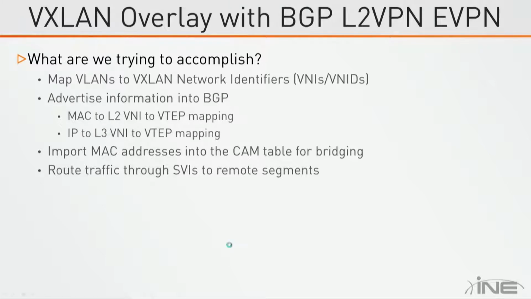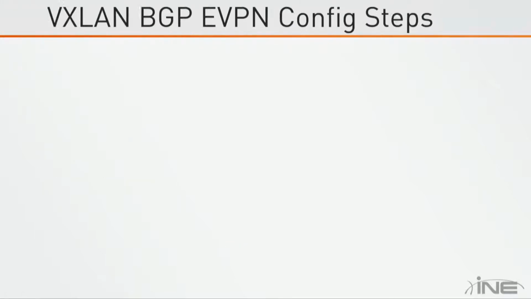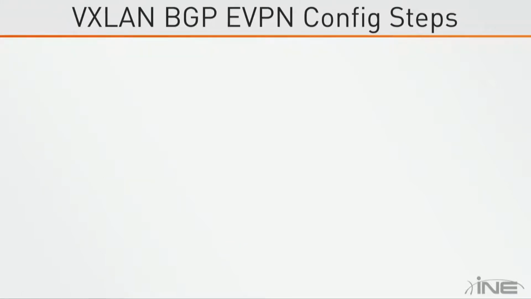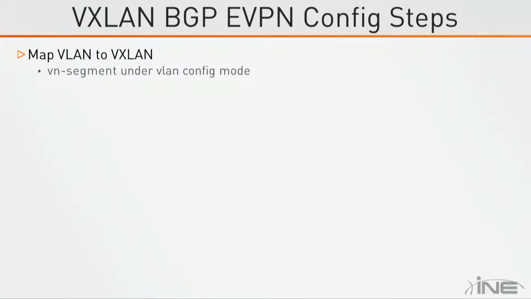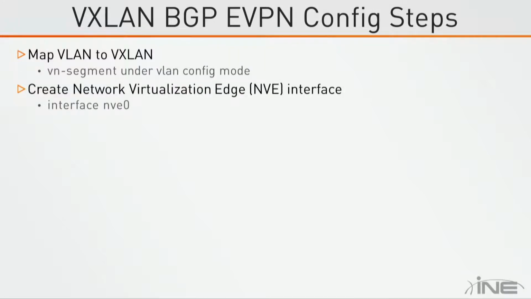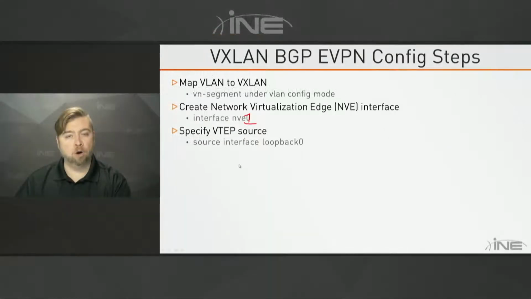Okay, so our config steps are going to be the same to start as we saw with the flood and learn. First we map our VXLAN to our VLAN, which is the vn-segment command under the VLAN config. We specify our tunnel interface, which is going to be interface NVE, and again this should say interface NVE1. We specify what the source address is, so it's going to be our loopback. We're assuming that we already have IGP reachability to that, which in this case we're running OSPF between the leaf and the spines.